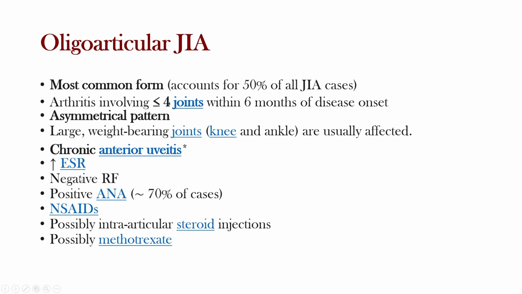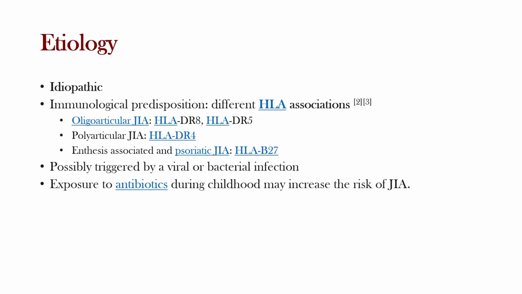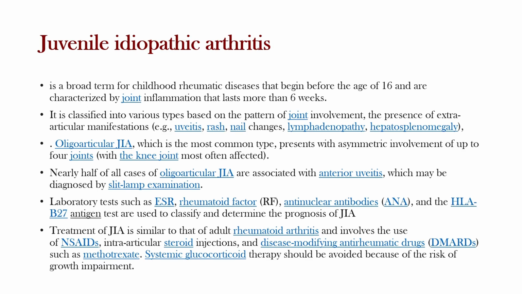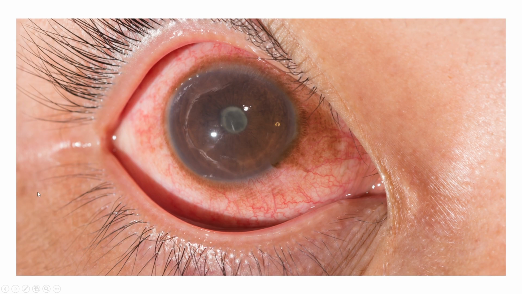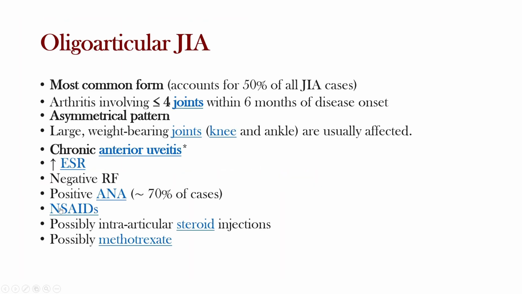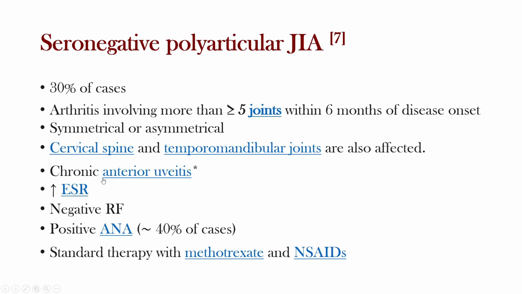For the labs, we have a high ESR, negative rheumatoid factor, and positive ANA, which is, let me just remember, I forgot it to be honest. It is anti-nuclear antibody, sorry. And for the treatment, we use NSAIDs and possibly intra-articular steroid injections, and possibly methotrexate, which is a DMARD.